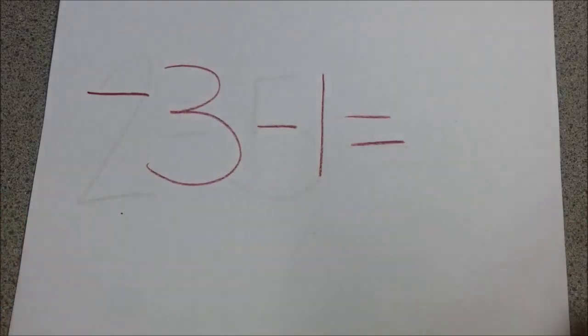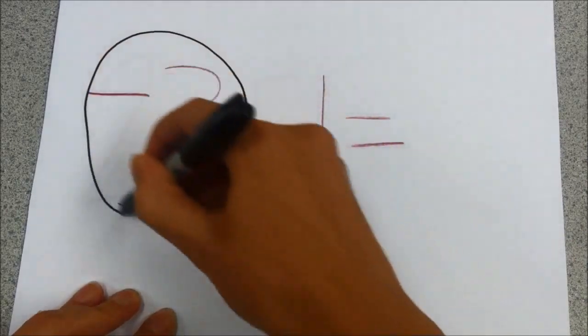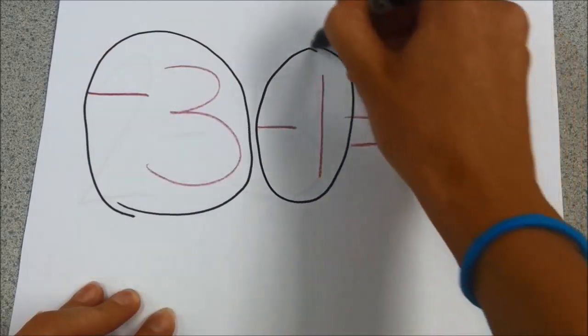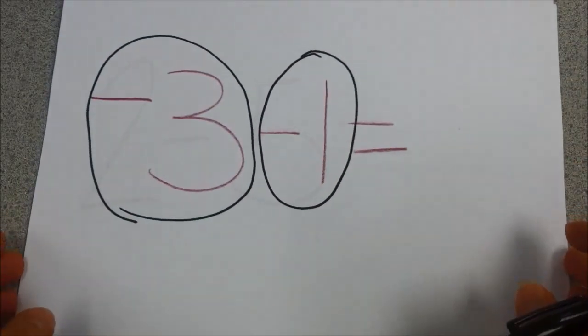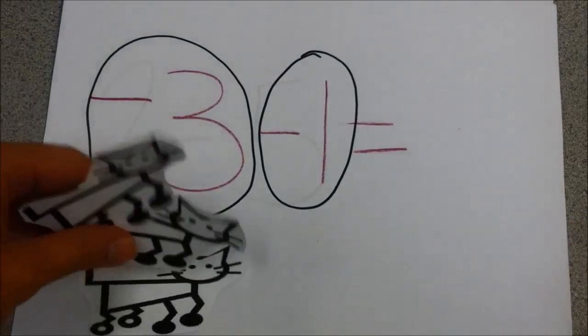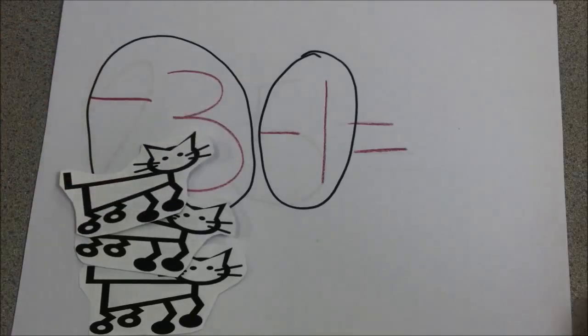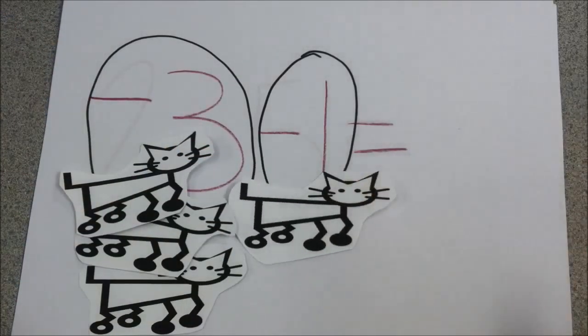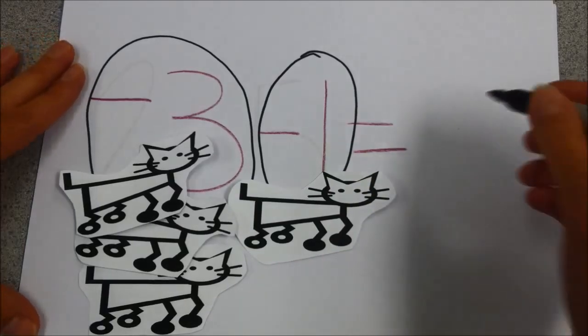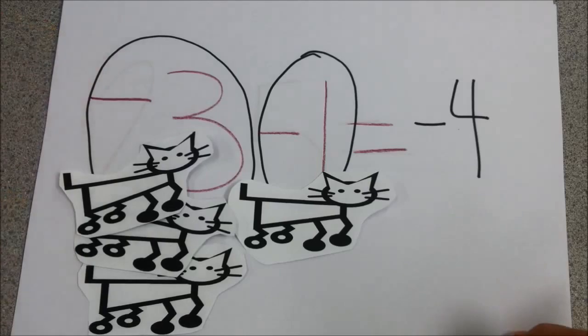Next we have -3 minus 1. Okay, let's circle our number once again and the sign that goes with it. And let's try the cat-dog strategy. We have -3, which I'm going to represent with 3 cats. And I have a -1, which I'm going to represent with 1 cat. And we have -4 altogether.